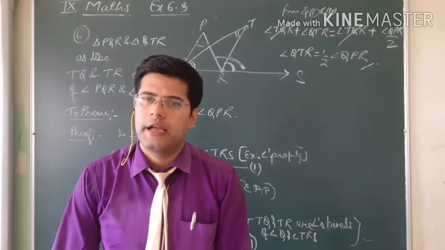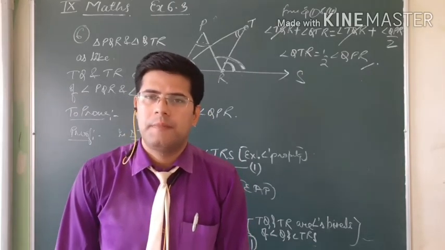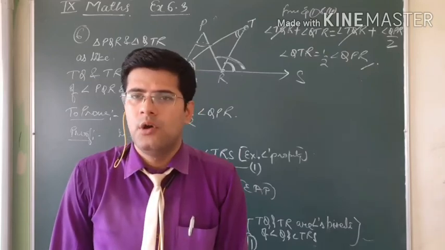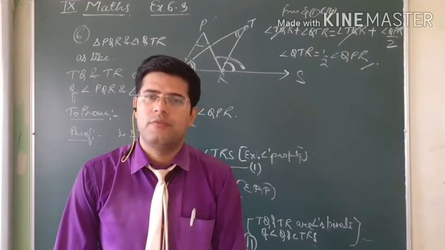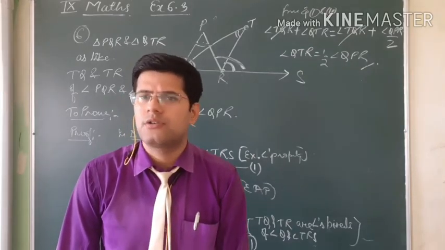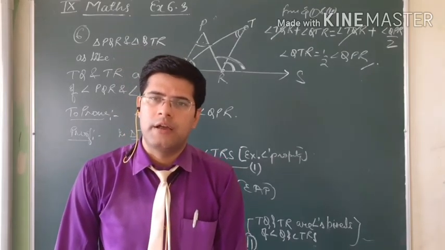Here I have done exercise 6.3 and our chapter is finished. In this chapter we have done 2 theorems and more than 3 properties. All the properties and theorems will be used in our next chapter 7, congruency of triangles, because most of the properties are used in triangles.